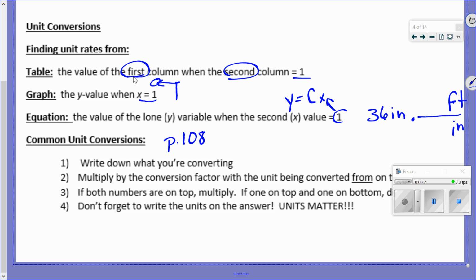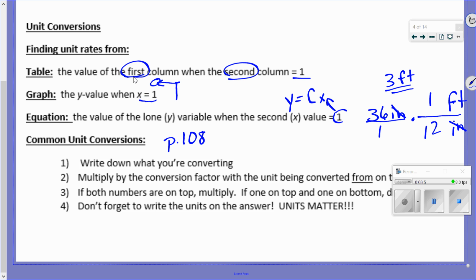So now that I've got feet and inches already written, all I do is write those numbers in. 1 foot, 12 inches. Okay? To multiply, that's going to go over 1. I have inches on top and bottom. Those erase out. So 36 divided by 12 means it is 3 feet. Literally that simple, guys.